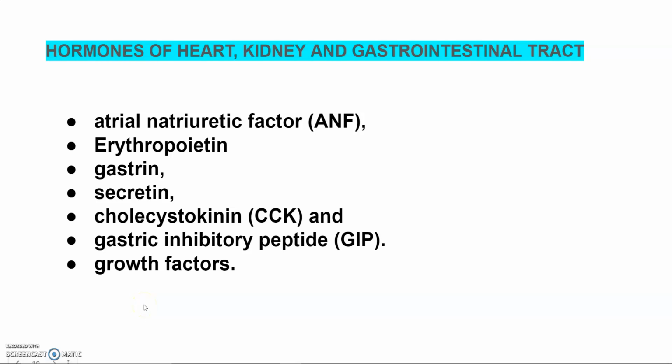There are various hormones which are secreted by the heart, kidney and gastrointestinal tract. We know the endocrine glands and their hormones that we have studied so far, but hormones are also secreted by some other tissues which are not endocrine glands. Here, the atrial wall of our heart secretes a very important peptide hormone which is called atrial natriuretic factor.